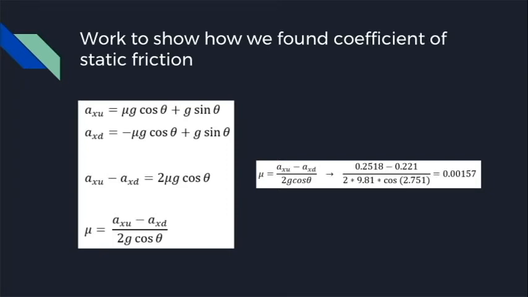By plugging in our accelerations for ax up and ax down, g, which equals 9.81 meters per second squared, and theta, which we found earlier, which was 2.751 degrees, we get mu equals 0.00157.